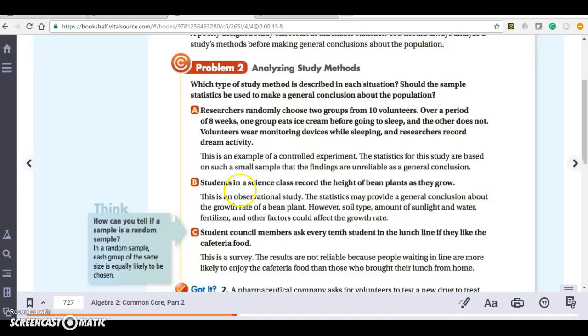B. Students in a science class record the height of bean plants as they grow. This is an observational study. The statistics may provide a general conclusion about the growth rate of a bean plant. However, soil type, amount of sunlight and water, fertilizer, and other factors could affect the growth rate.